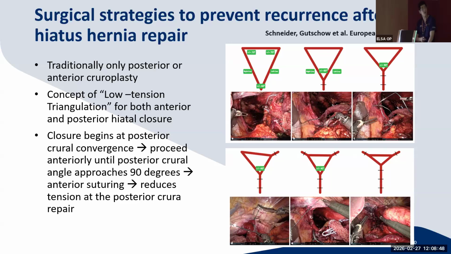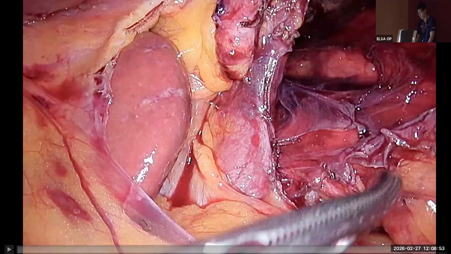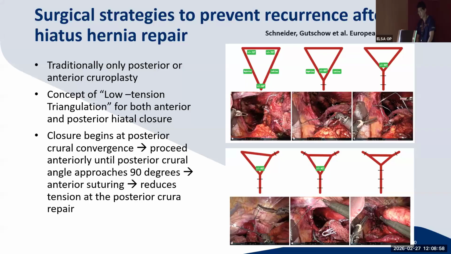So usually you first start off with the posterior layer. You close it sequentially until this angle here reaches about 90 degrees. So when this angle is about 90 degrees, then the posterior cruroplasty is actually quite high tension. So you then slowly close the anterior part, so that you achieve an equilateral triangle, where the tension is equally distributed on all sides.